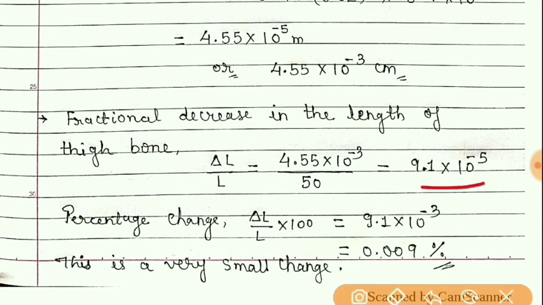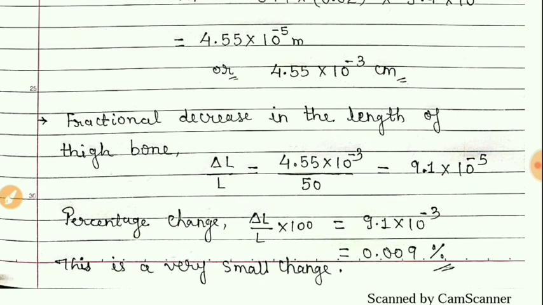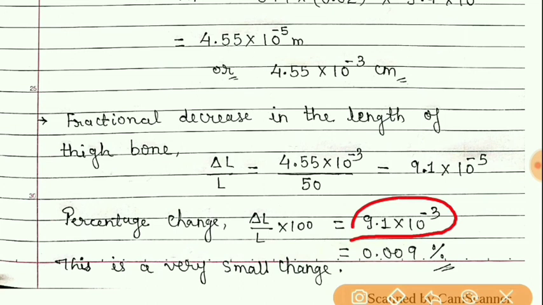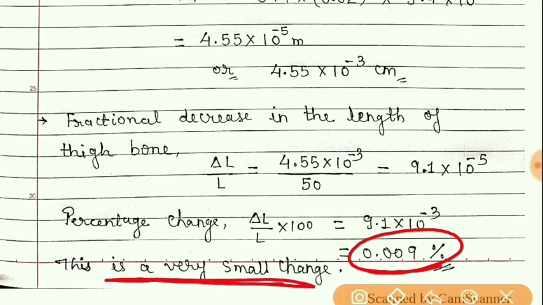Now if you want to convert this into percentage change, then simply multiply this value by 100. So multiplying it by 100, we will get 9.1 into 10 raised to minus 3. This can be written as 0.009 percent. So students, it is clear that the percentage change is very small. So there will be a very small change in the percentage length.